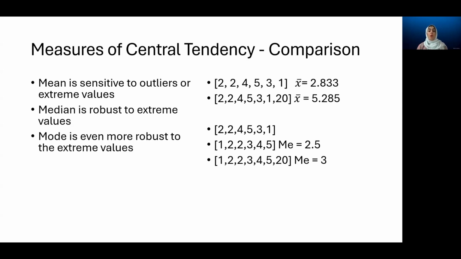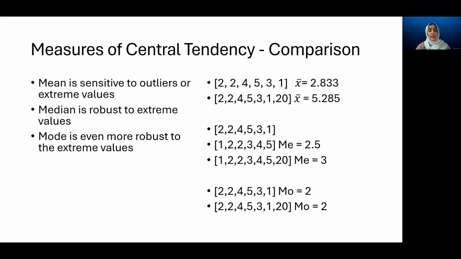While in case of mode, it is quite robust. It's even better. It responds even better as compared to median to the addition of outliers. And we see that here. We have the same data set. We add the same extreme value to it, but the mode does not change. Why? Because it is the most frequently occurring value.